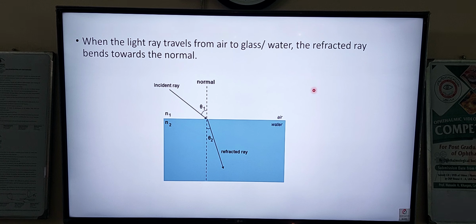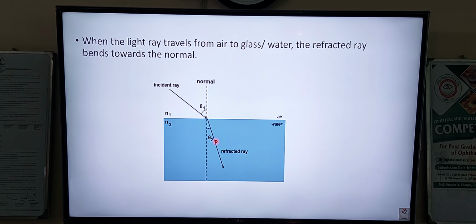Let us again review this picture. Here we have an incident ray making an angle of incidence with the normal, a refracted ray making an angle of refraction with the normal. This is N1 and N2, the refractive index of medium 1 and the refractive index of medium 2. अब इसमें तो हमारे पास लाइट जो है वो एक एंगल के ऊपर आ रही है, इसीलिए वो डिस्प्लेस हो रही है towards the normal.